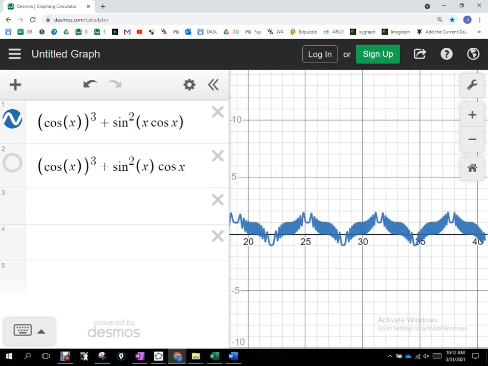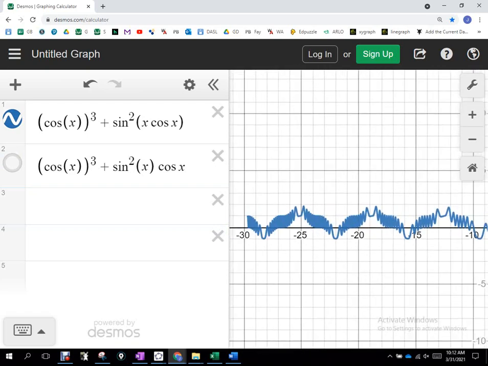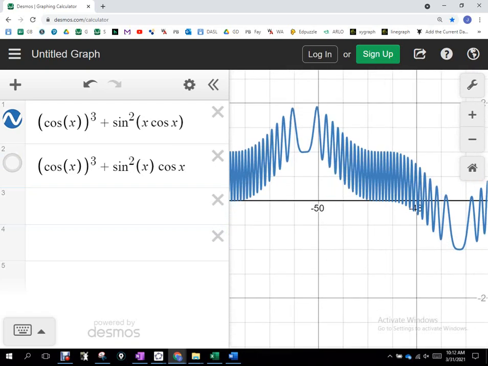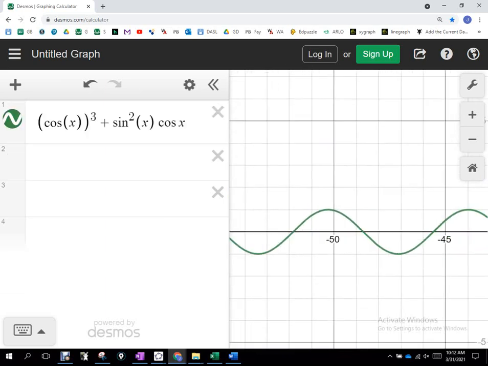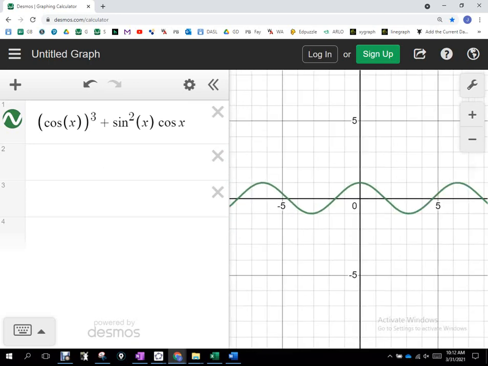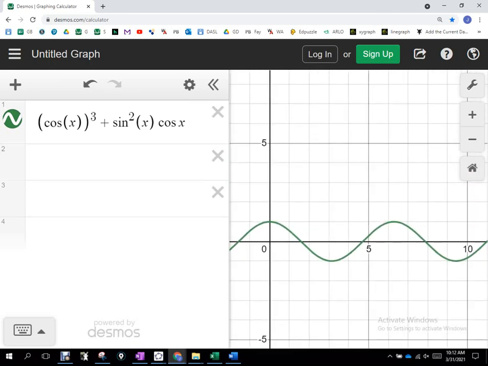Kind of a weird curve there. Okay, so that's the one we're looking at, and we want to simplify that. If I look at that graph, what does it look eerily similar to? Cosine. And if I look at the ordered pairs, 0, 1, pi over 2, 0, pi, negative 1, 3 pi over 2, 0, 2 pi, 1. That is exactly cosine.